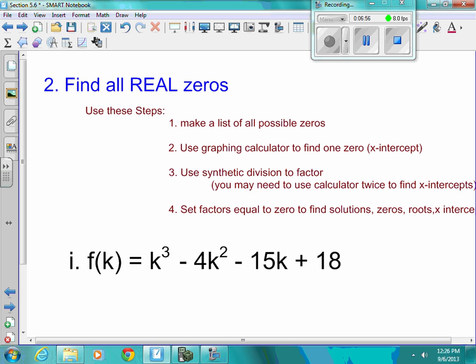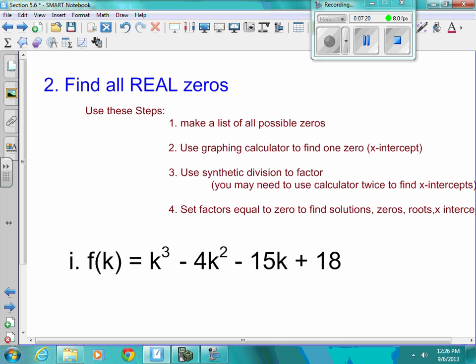Use a graphing calculator to find one zero, the x-intercept. Now, I would graph it, and we'll show you how to graph it, or you could do, like I said previously, plug them in one at a time until you find an output of 0. Then you're going to use synthetic division to factor. And you might have to use the calculator twice to find the x-intercepts. And set factors equal to 0 to find solutions, zeros, roots, x-intercepts.